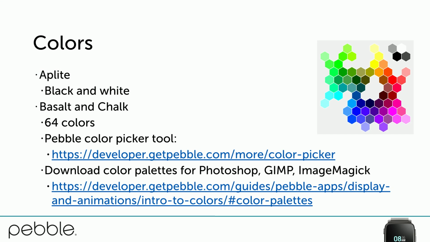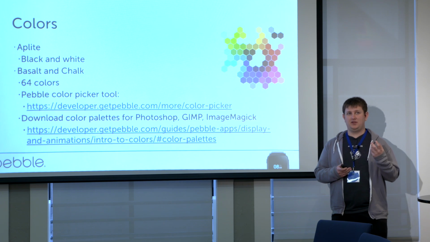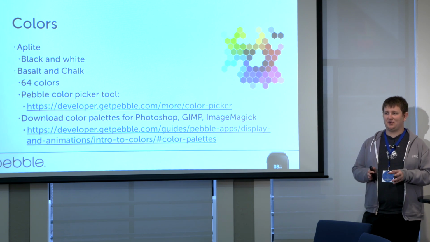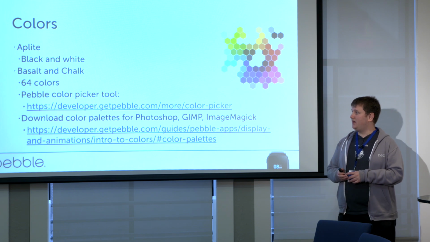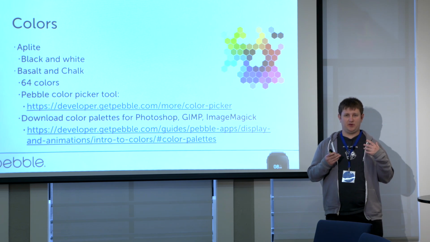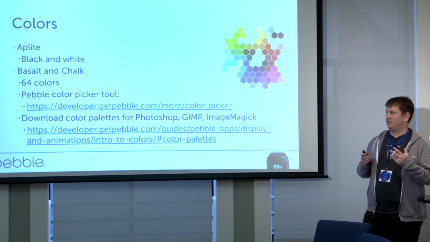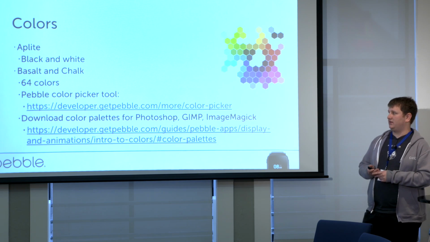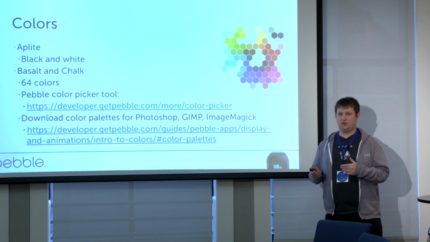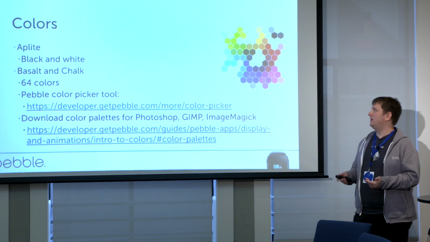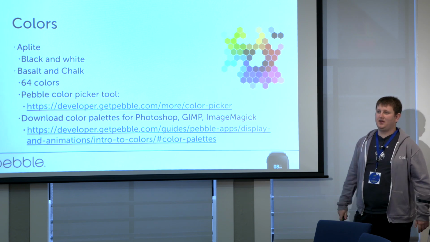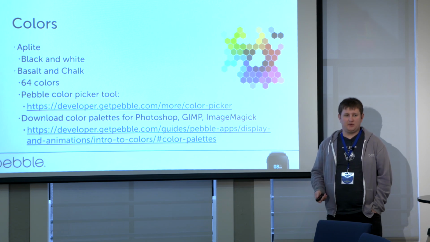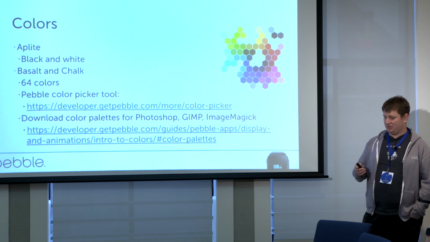So Aplite, that platform only has support for black and white. That's true right now. With the introduction of 3.x for Aplite later this year, an additional dithered 50% gray color will be added to the SDK. Basalt and Chalk actually have support for a 64 color palette. And if you haven't seen it already, on our developer website, there's a color picker tool you can use to check those colors out. It basically looks like this hexagonal grid. And you can also download color palettes for a lot of popular image editing programs.